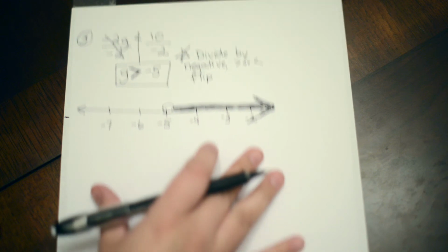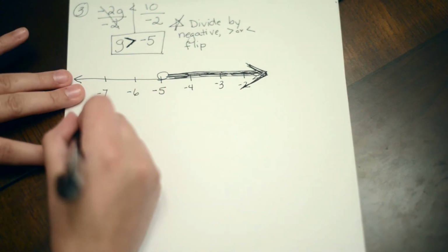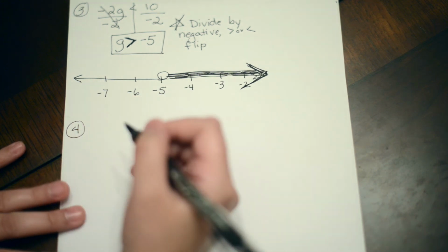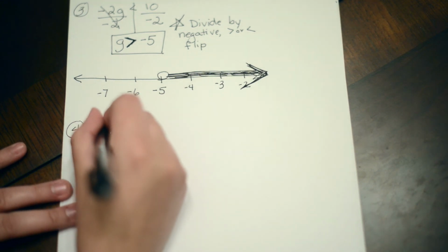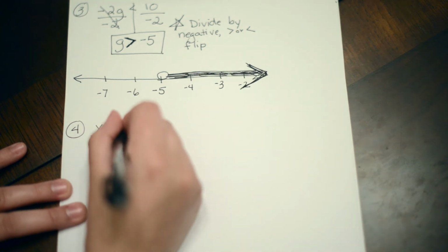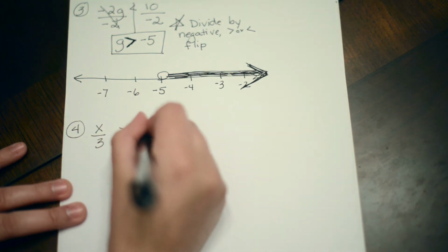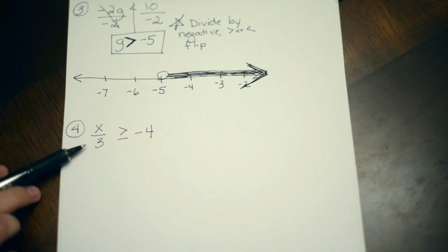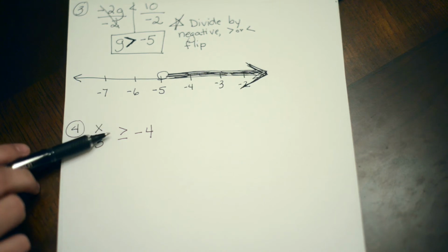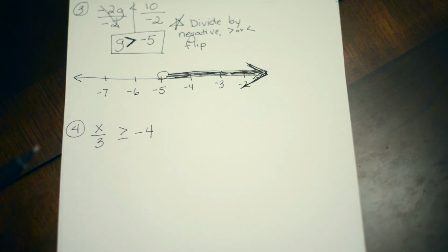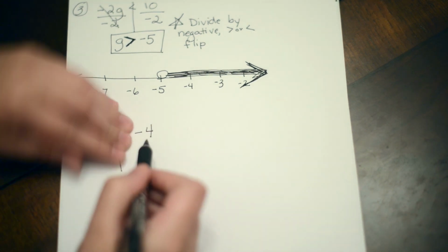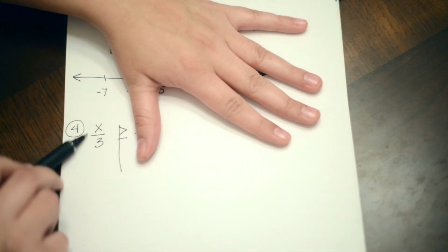Let's do one more. Number 4. Your inequality is x over 3 is greater than or equal to -4. Okay, so here you have a variable divided by 3 is greater than or equal to -4. So you want to get the variable by itself because on this side, -4 is happy, but on this side, you need to separate the two.